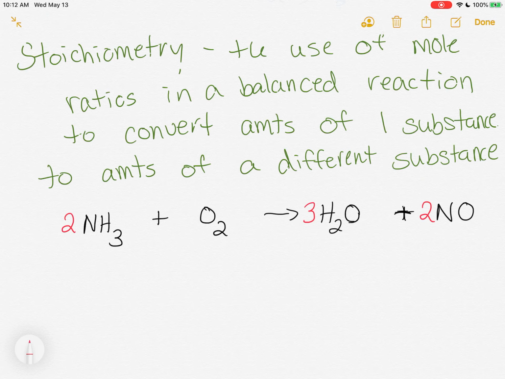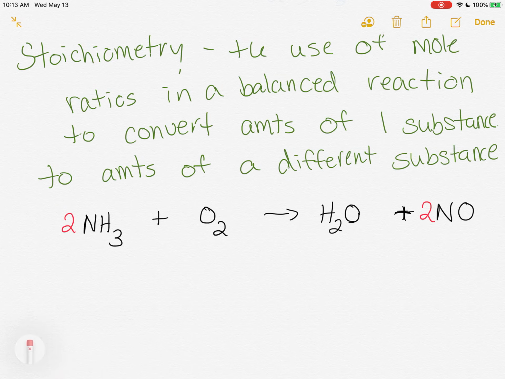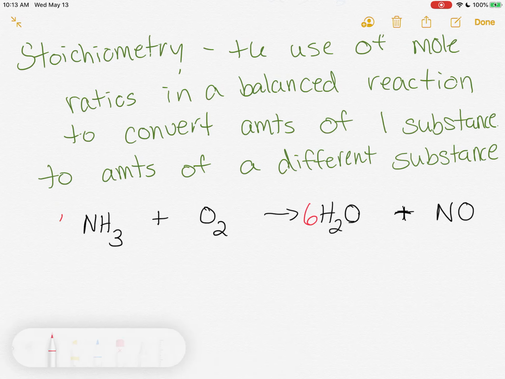But then I need a 2 for my nitrogen over here. But then that's going to put my oxygens out of balance because I'll have 3 oxygens plus another 2. So I'll have 5 on the right, but only 2 on the left. And so instead, I think I'm going to up this 3 to a 6. So then that's going to change both my numbers in front of my NH3 and my NO.